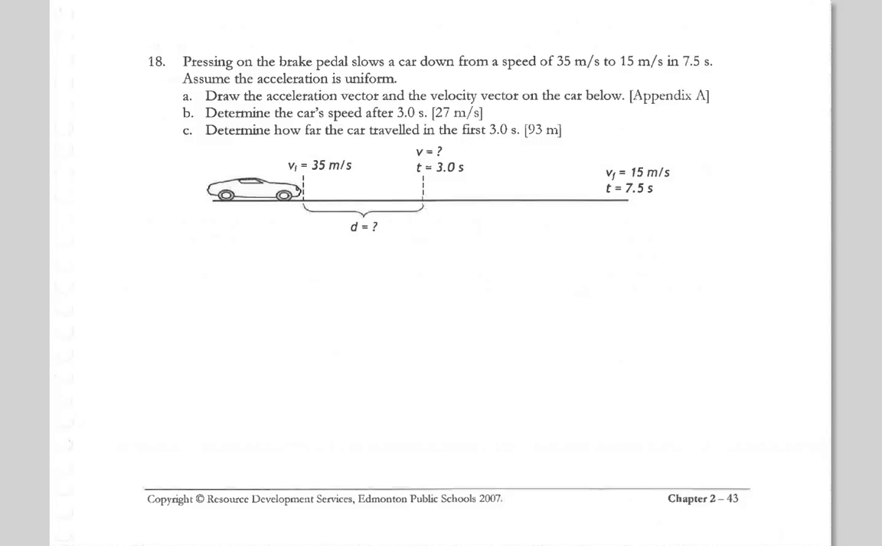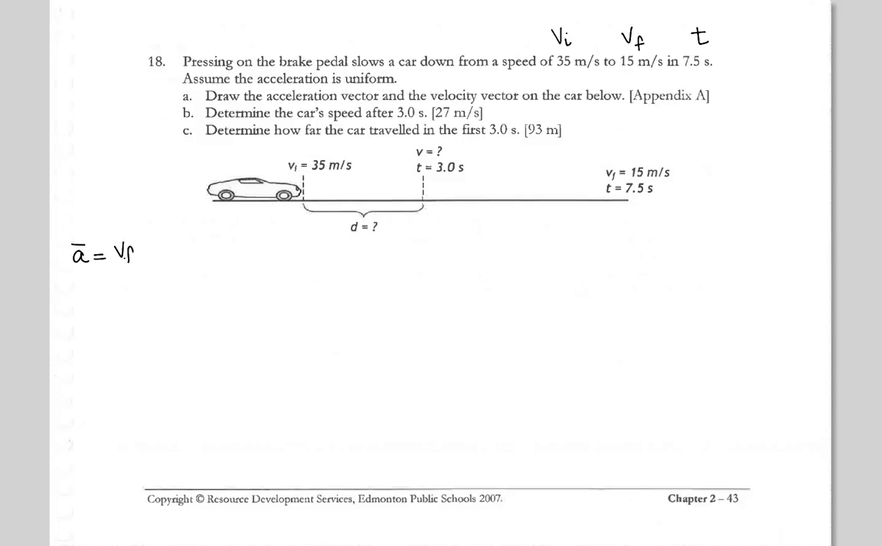So let's read 18 together. Let's highlight some key information, and let's see if we can come up with some strategies to make this less stressful. Pressing on the brake slows the car down from a speed of 35 to 15. So let's just jot on there: what's the VF and the VI? Okay, we got our VI and we got our VF. What's next to that is T. So right there, what can you solve for? Let's do that right now.